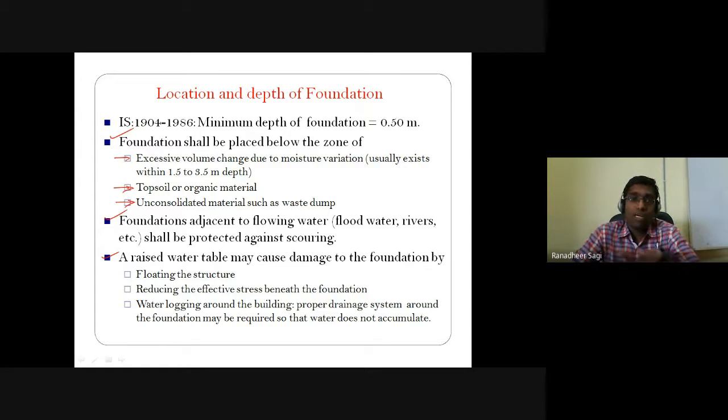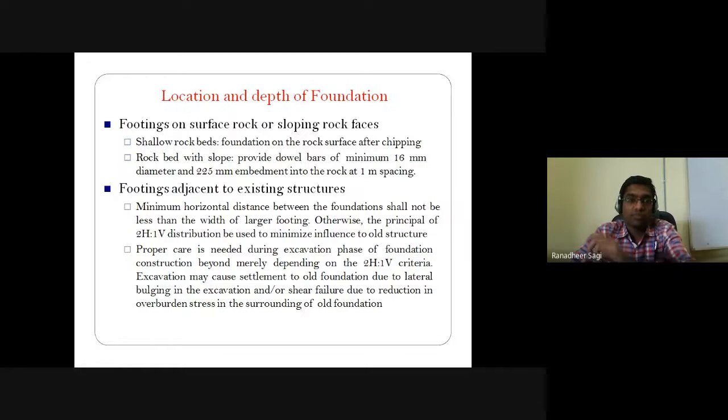So you should have a proper drainage system available around your foundation that is constructed, so that any stagnated water around the foundation can be properly drained off, which would not affect the foundation that is constructed there.